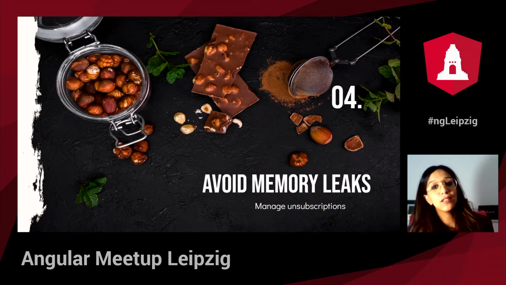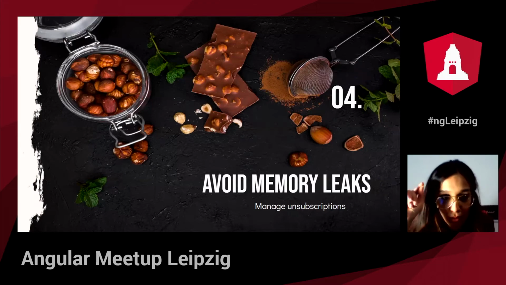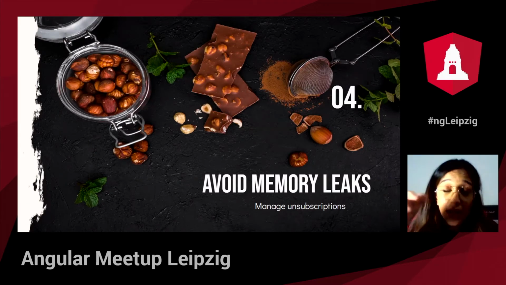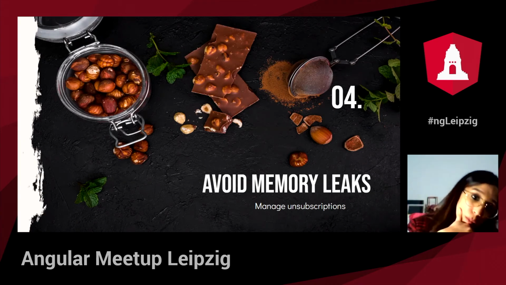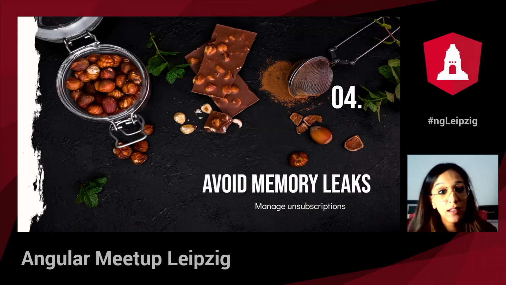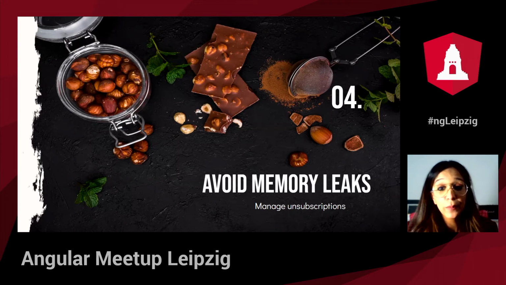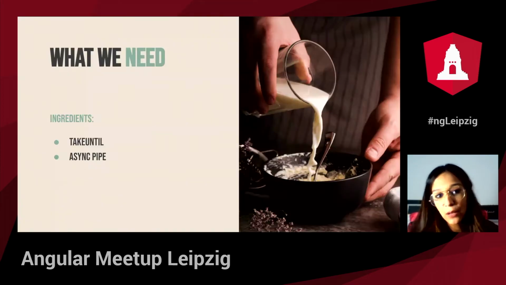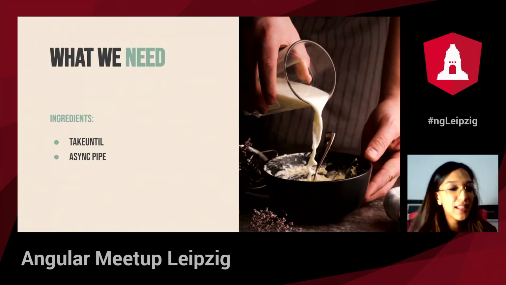But in the process, don't forget the memory management and how you manage unsubscriptions. Okay, so it's good to do all that, but you have to be careful about memory leak problems, because you will not be very happy when you get a problem in production and your client reports it. So we should be aware of this in the development phase. And for this, we will need some ingredients. I will take Antel and the async pipe.